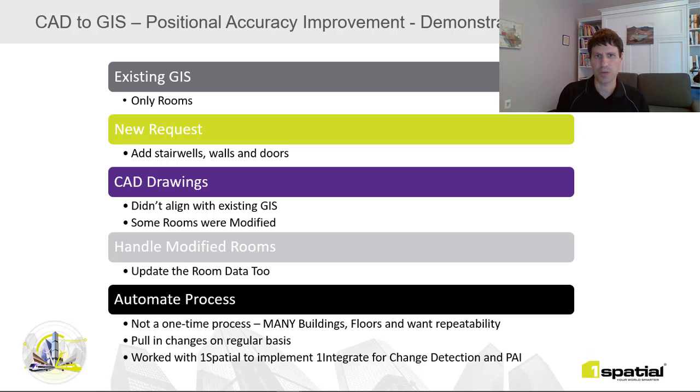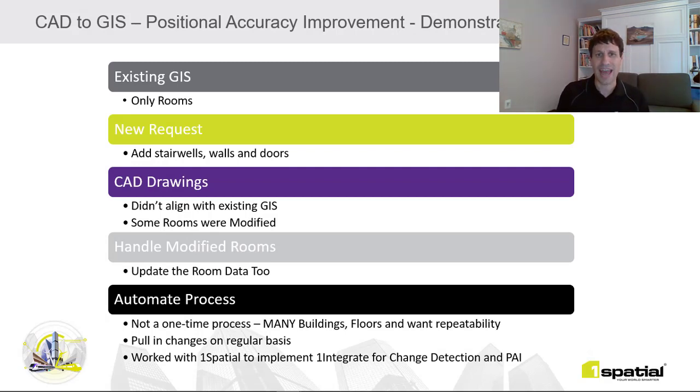For the first demonstration, we are working with a client that has an existing GIS database that only included the room data. They got a new requirement to add additional information into their GIS to include things like stairwells, interior walls, and doors. They had access to the updated CAD drawings from the engineers that were the most up-to-date information for each floor plan. However, when they attempted to add the drawings into their GIS, they found that the CAD data did not align to their GIS data and that some of the rooms had been modified. There was some construction where the rooms were combined into a single room, or other cases where one large conference room was converted into offices.